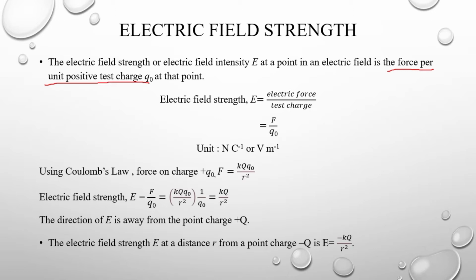By using Coulomb's law, we substitute in F equals Q naught over R squared. By substituting in this formula, therefore another formula for E is E equals kQ over R squared. The direction of E is always away from the positive Q, while the electric field strength E at a distance R from a point charge which is negative. Take note this is negative and this is positive. For negative, E equals negative kQ over R squared.